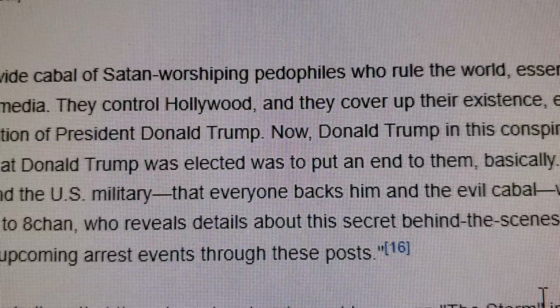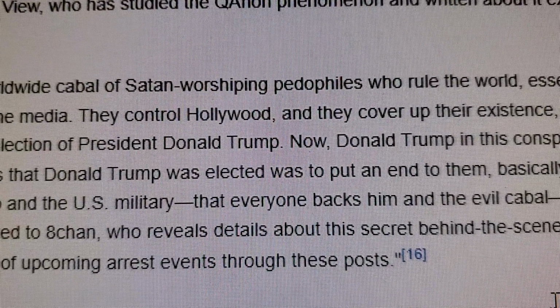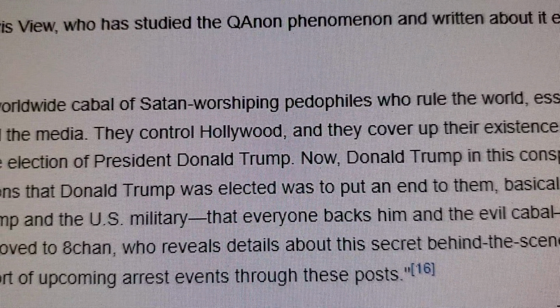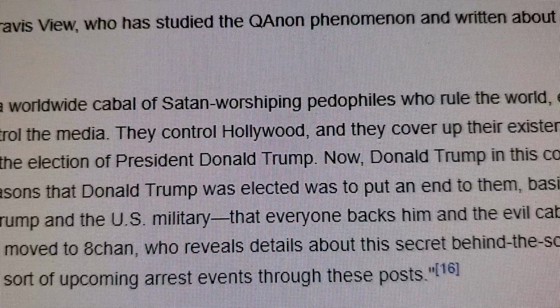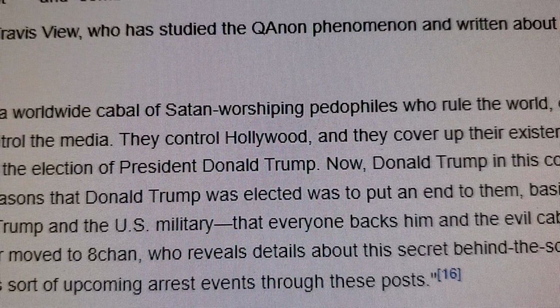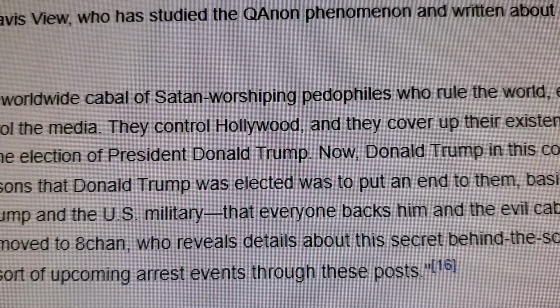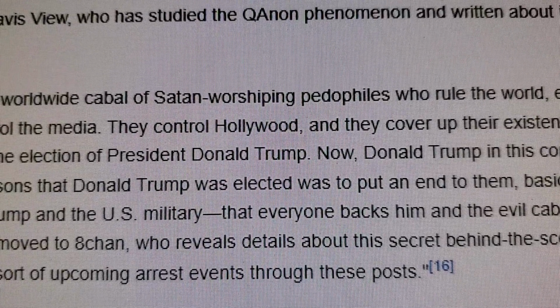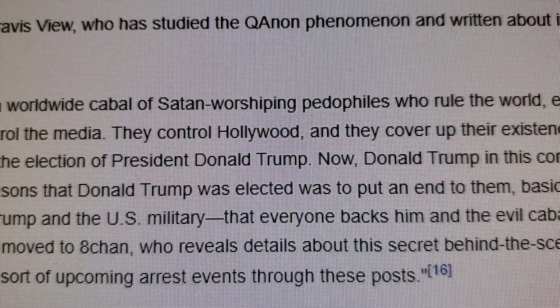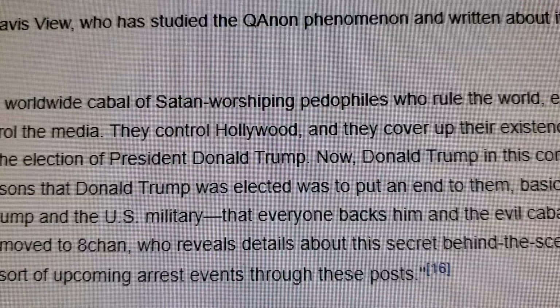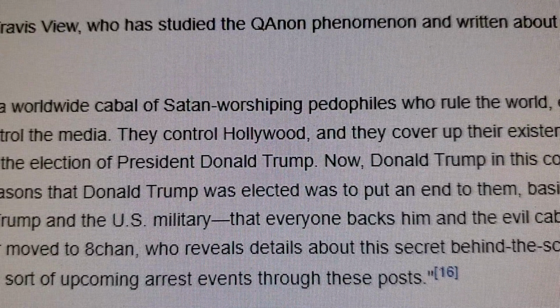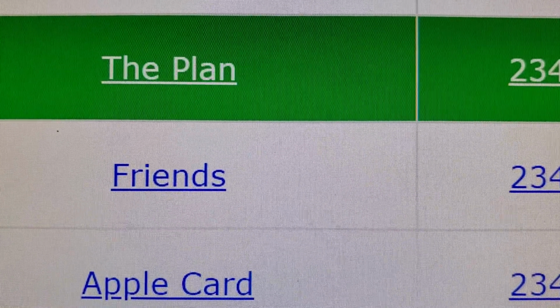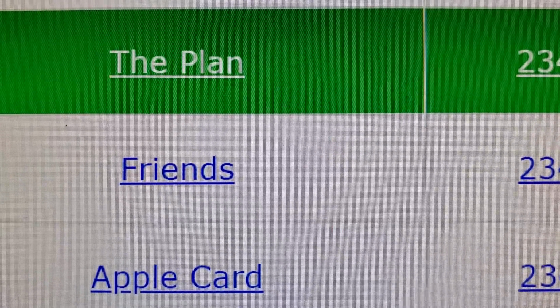Anyhow, Q is always really famous for saying, sit back, eat your popcorn, or grab the popcorn, and trust the plan. That's his biggest thing, is trust the plan. So we're going to look into that plan a little bit. Okay, so I'm just going to go real quick and look at the plan.